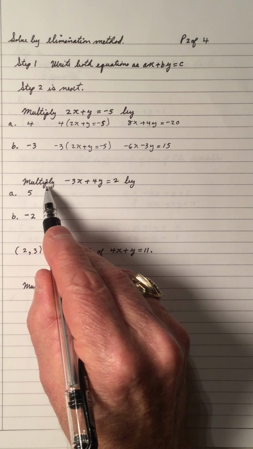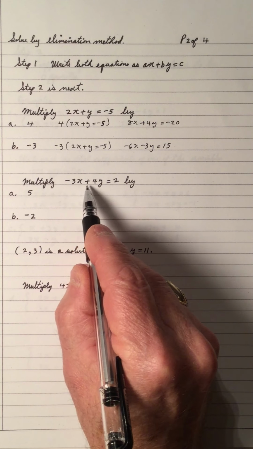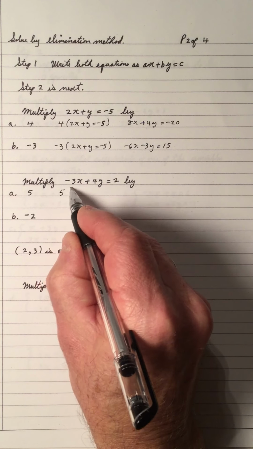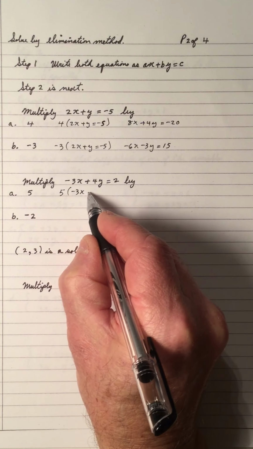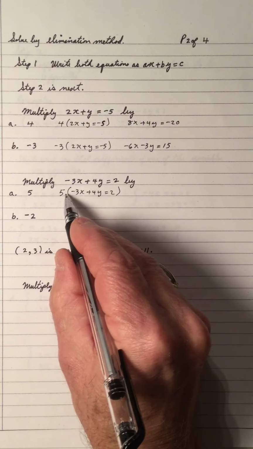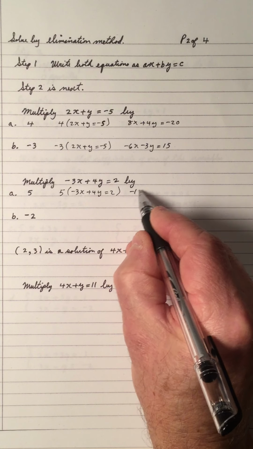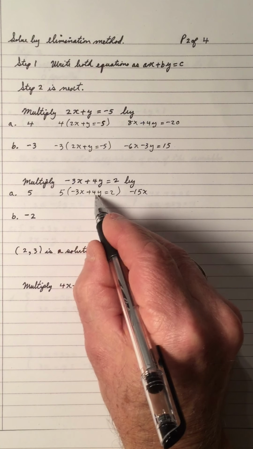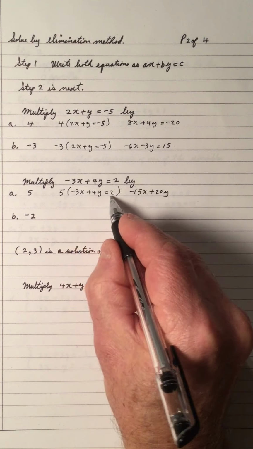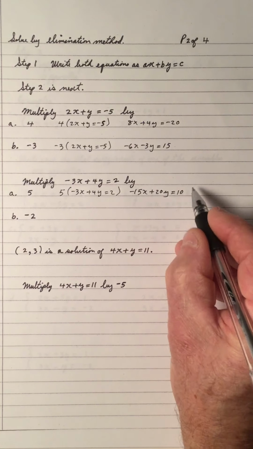Let's take this equation, negative 3x plus 4y equals 2, and multiply it by 5. So I'm going 5 times this equation. So we multiply by 5. 5 times negative 3x is negative 15x. 5 times 4y is 20y. 5 times 2 is 10.